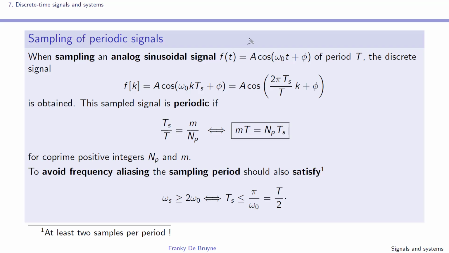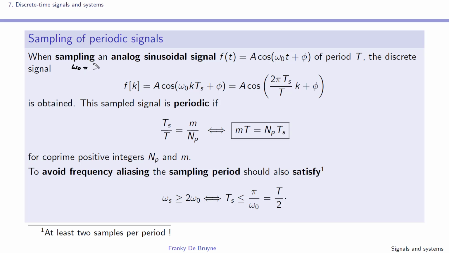So we start from a continuous time sinusoidal signal, right, with a frequency in radians per second, omega 0, small omega here, and then we sample the signal and we consider a sampling period Ts. So this means that we replace t by kTs, where k is an integer, right? So omega 0, let us assume that we work with a sinusoidal signal of period T.